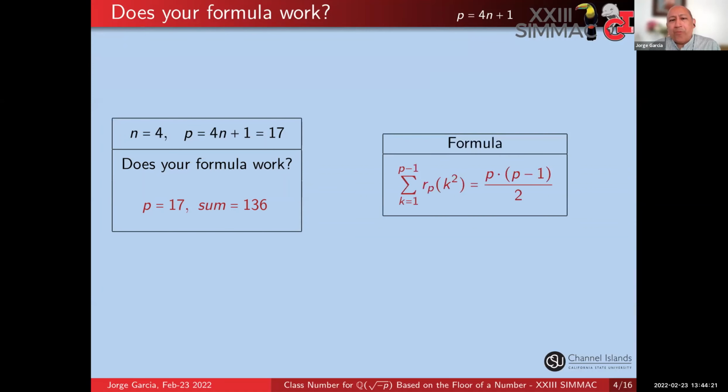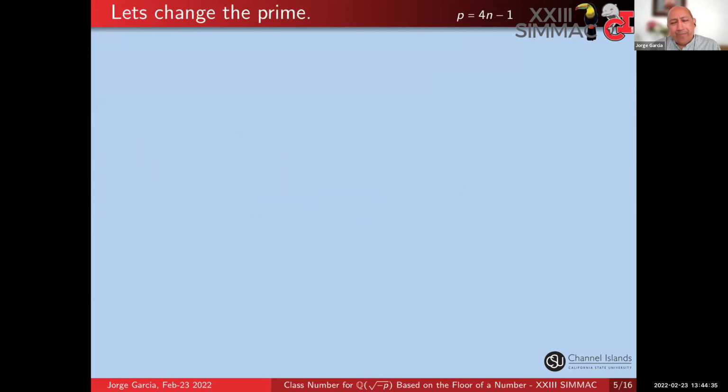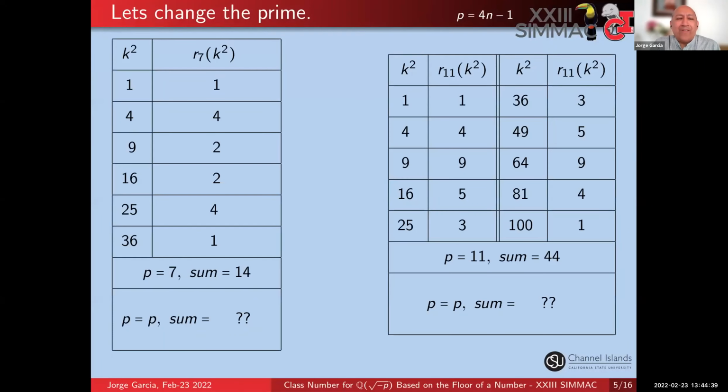Okay, so actually the formula is p times p minus 1 over 2. Simple. That's what math is most of the time, right? Beautiful, simple. I like it, right? It's nice. All right, let's change the strategy a bit. Let's change the prime. This time it is of the form 4n minus 1. Here we have 2 more examples. On the left, p equals 7. On the right, p equals 11. And here are 2 numbers: the sum is 14 in one case and the other case the sum is 44.